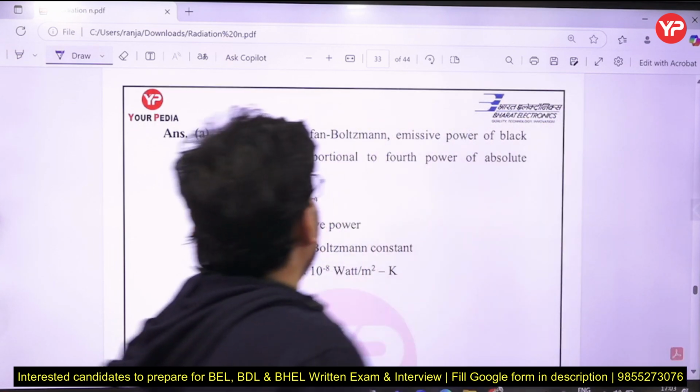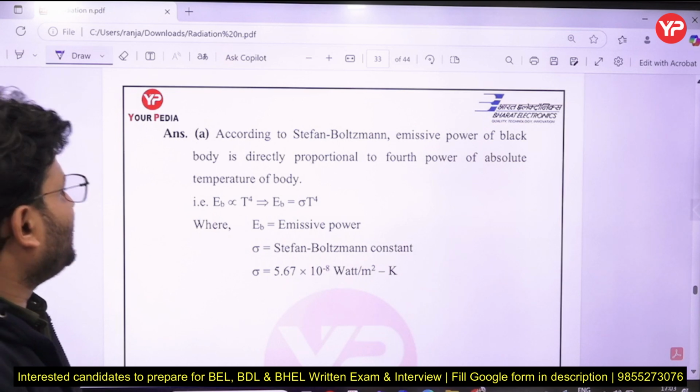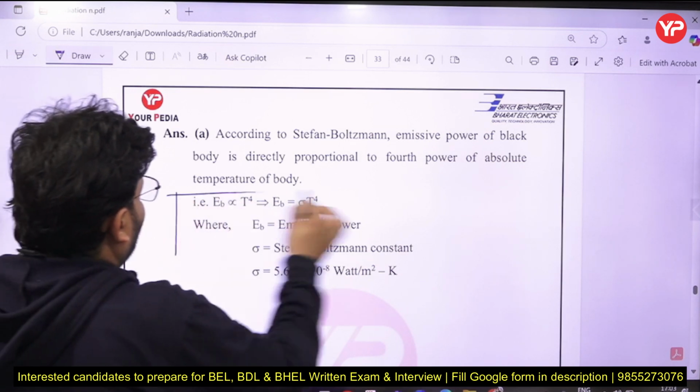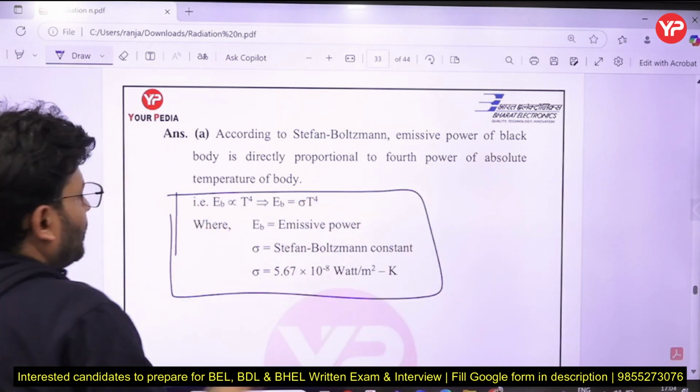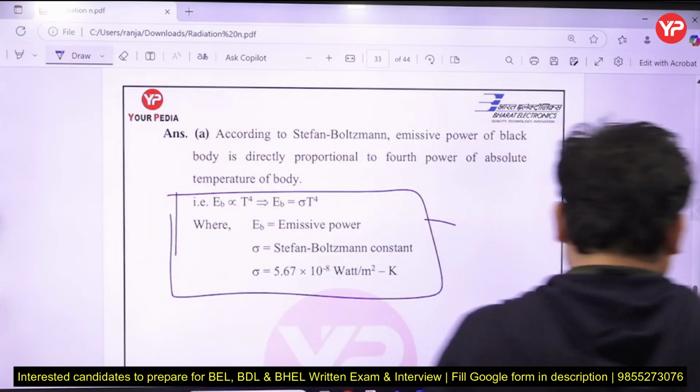Now according to the Stefan Boltzmann law, the emissive power of a black body is directly proportional to the 4th power of absolute temperature. Try to keep in mind the constant, 5.67 into 10 to the power minus 8 watt per meter square Kelvin to the power 4.